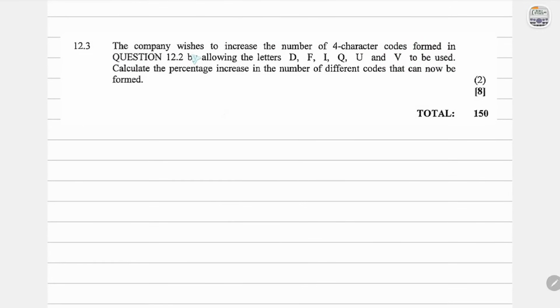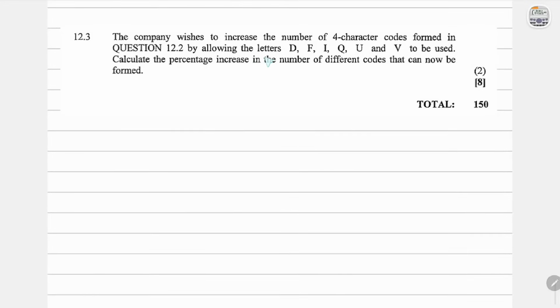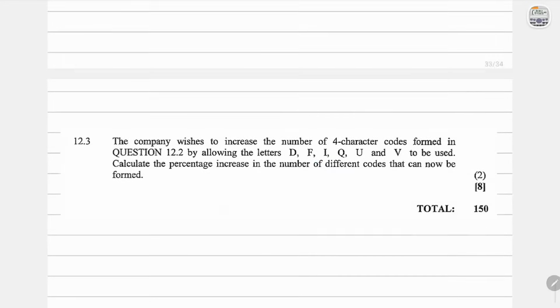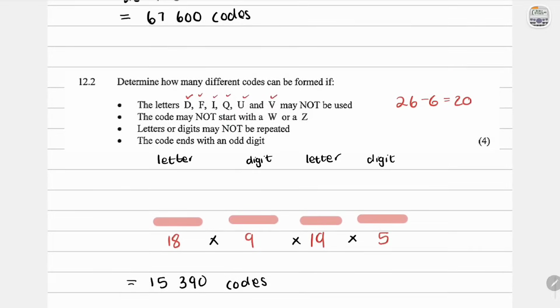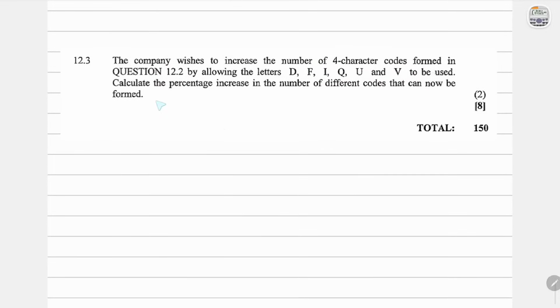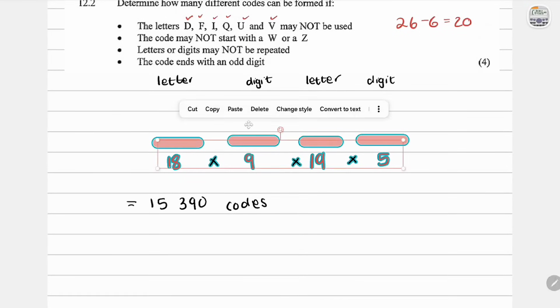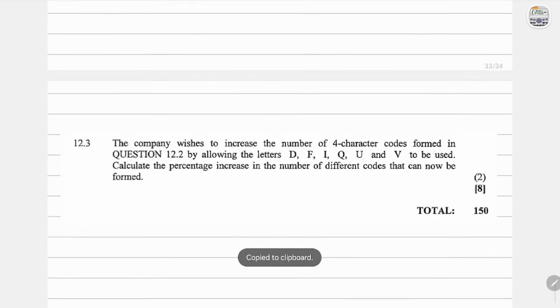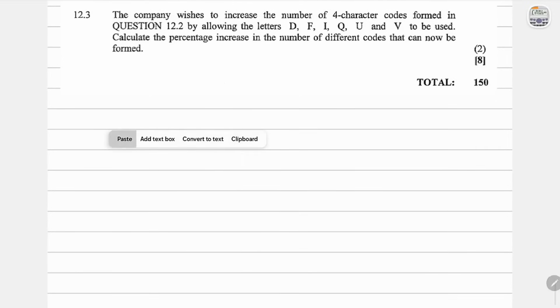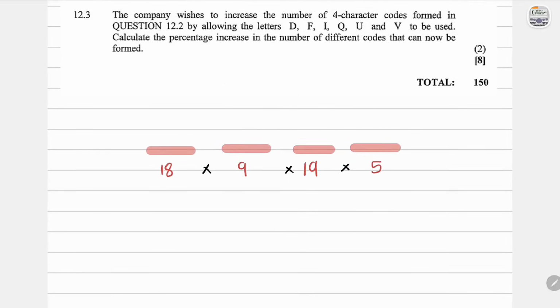Question 12.3 says, the company wishes to increase the number of 4-character codes formed in question 12.2 by allowing letters D, F, I, Q, U. Was that the same letters? Okay, yeah, it's the same letters that they're allowing now to be used. Calculate the percentage increase in the number of different codes that can now be formed. This one is quite simple, really, because it's the same case. They're not changing anything except for these letters that you're now allowed to use.